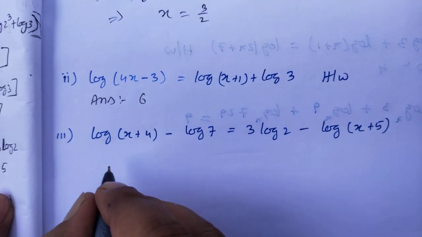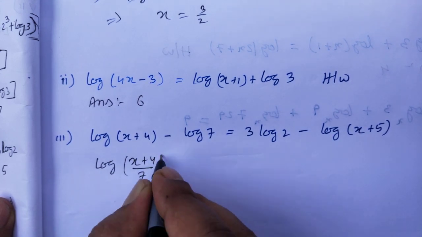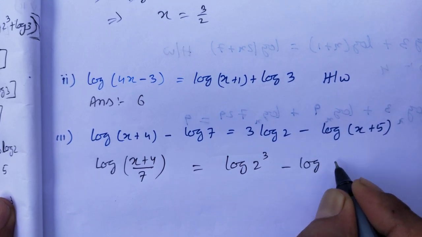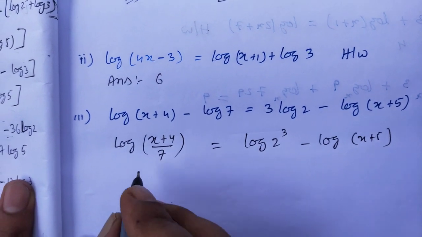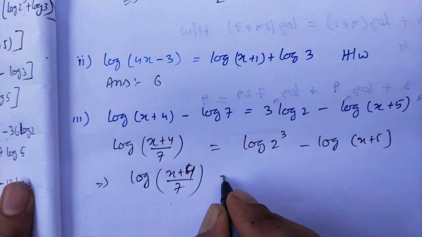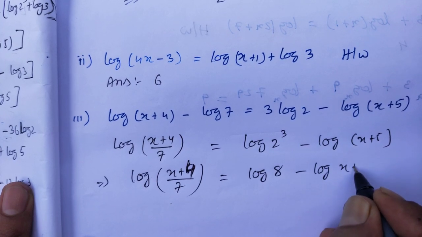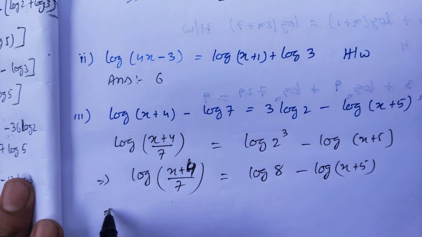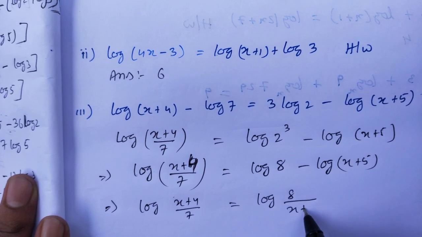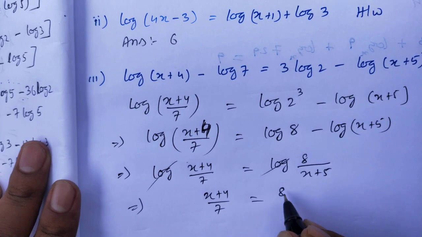Let's do this one, same thing. Log minus means divide, so we'll write x plus 4 by 7. This one log 3 will go up, so it'll become 2 cube minus log. Next step, log x plus 4 by 7, this is 4, okay. Log 2 cube is 8 minus log x plus 5. Make single log on the left side also. Log x plus 4 by 7 equal to log 8 by x plus 5. So we can cancel log both sides. So you are left with x plus 4 by 7, 8 by x plus 5.